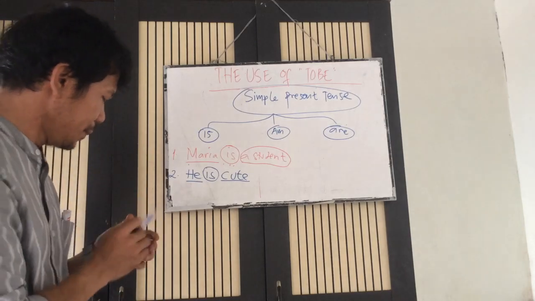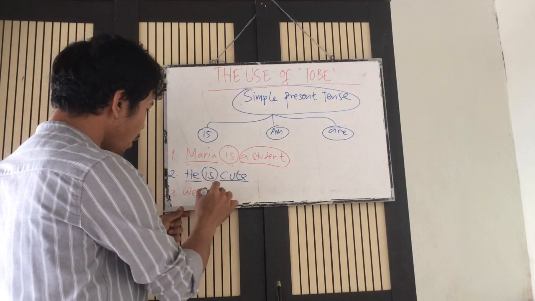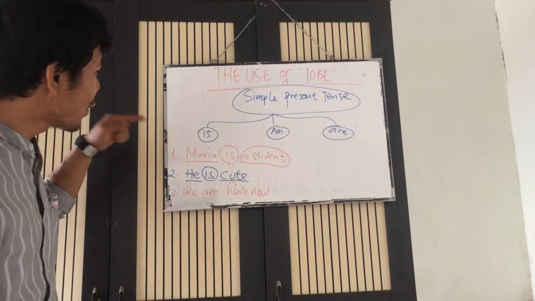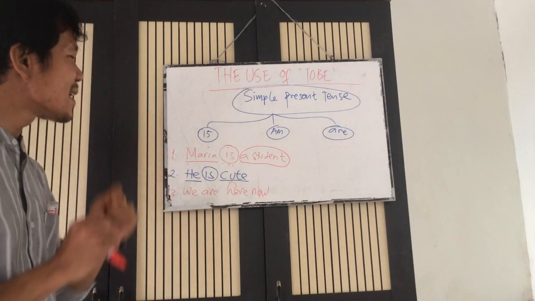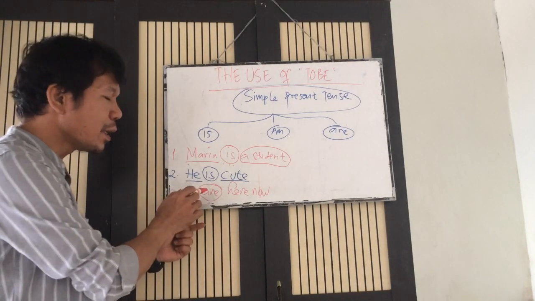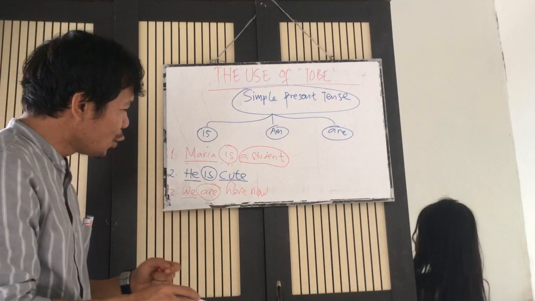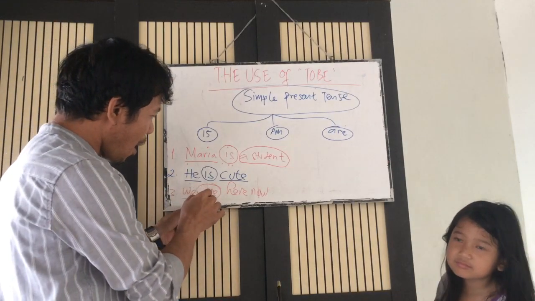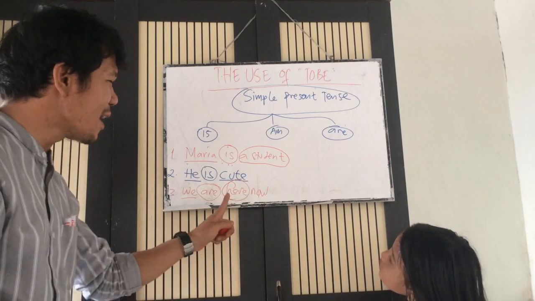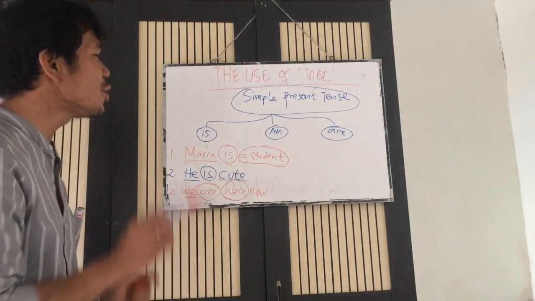So, the third example. We are here now. Look at example number one and number two. It is the same structure. We use to be after the subject of we. We use to be are for the subject of we. Alright? So why do we use are here? Because after are, we find here, it is not a verb. It is an adverb. In Bahasa Indonesia, this is kata keterangan, this is kata sifat, and this is kata benda. Alright? So we use to be for a nonverbal sentence.